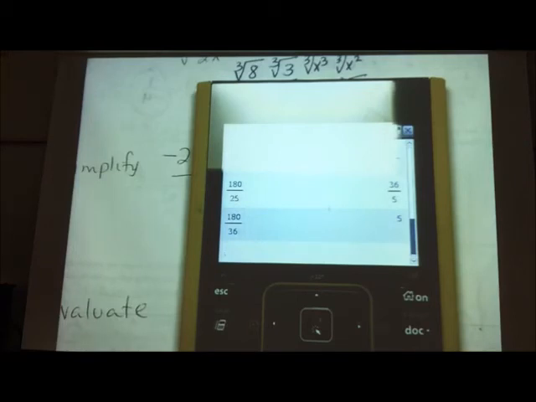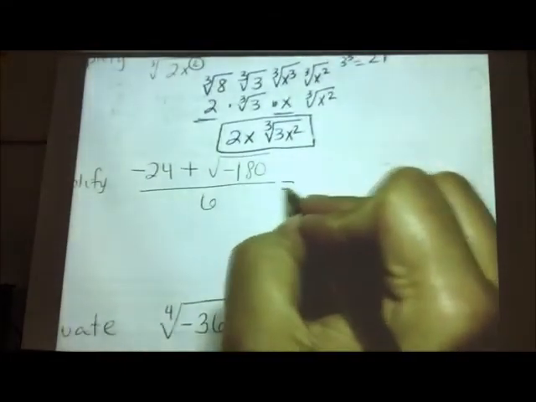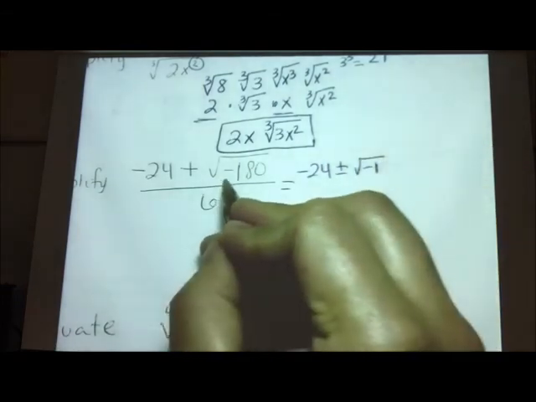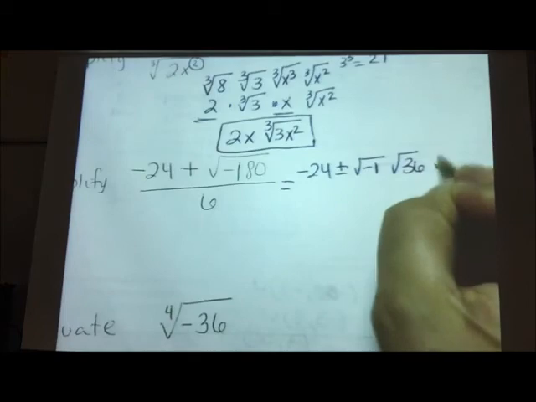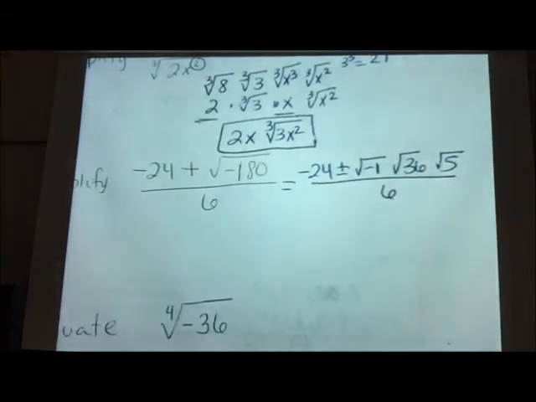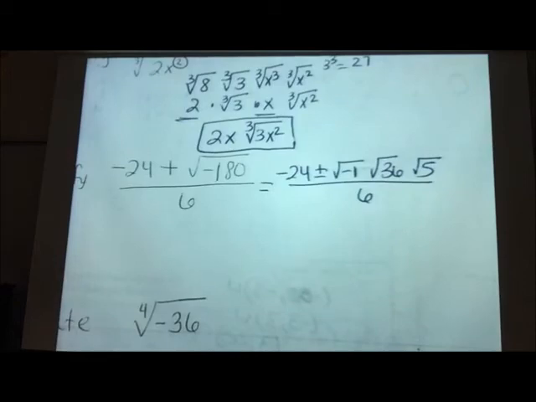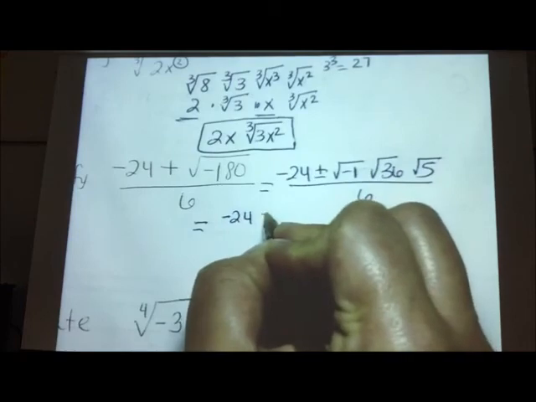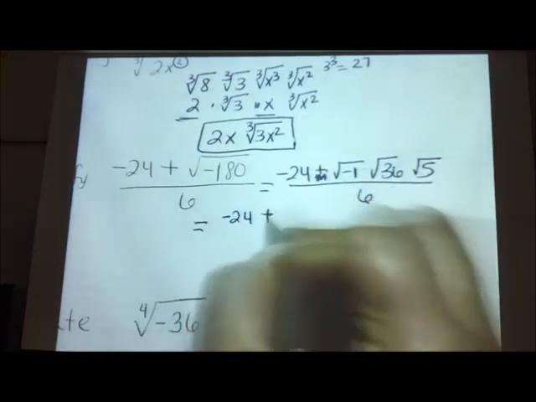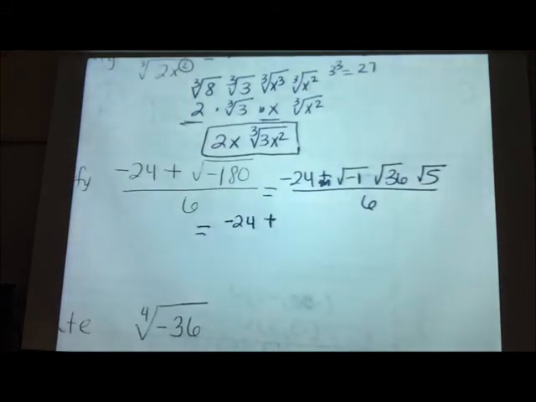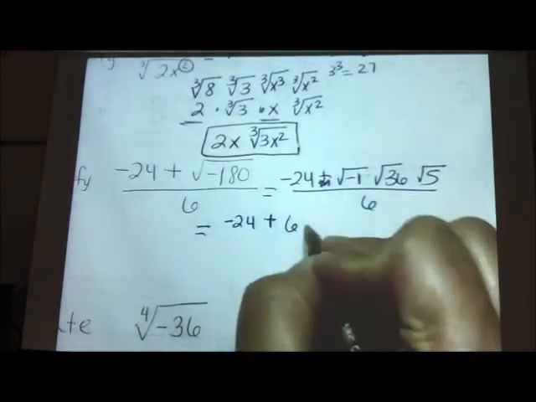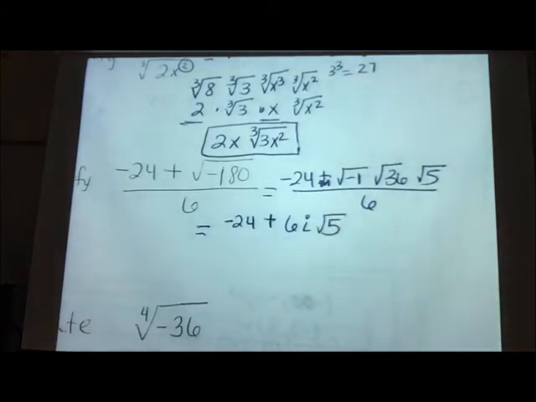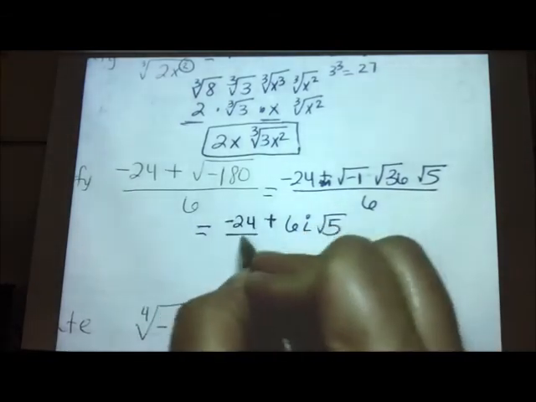So I'm going to use the square root of 36 and the square root of 5. So the square root of negative 1, because of the negative, the square root of 36, and the square root of 5, all divided by 6. There's no negative, sorry, it's just a plus. So the square root of 36 is 6. The square root of a negative 1 is i. We cannot take the square root of 5, so that stays the square root of 5. We have to divide each one by 6.